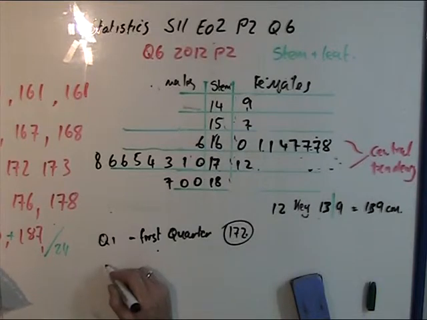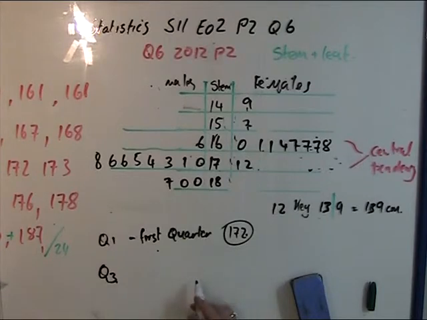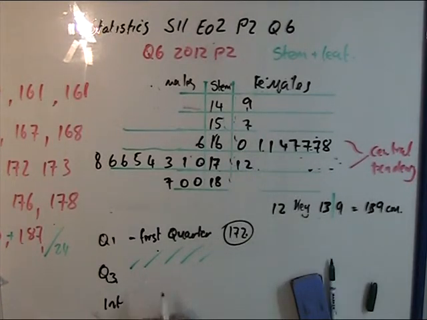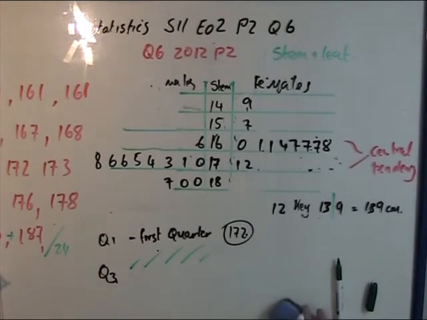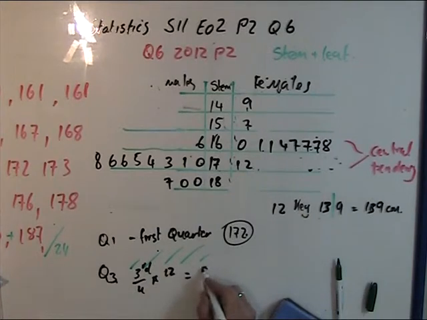Now I have to find Q3 in order to find the interquartile range, because the interquartile range is the difference between the two of these. So Q3 is the third quarter. I have to get three quarters of 12, so I multiply and divide, and it's equal to 9. So it's the 9th term.